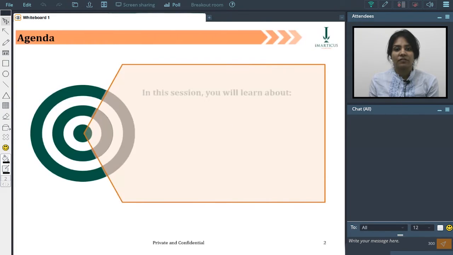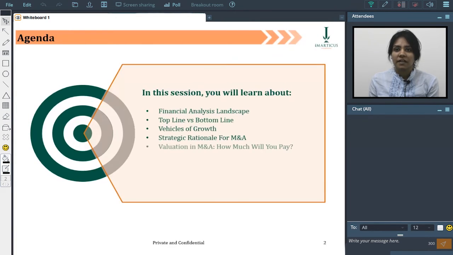Let's look at what we're going to cover in the M&A module. Number one, we're going to look at the financial analysis landscape or the financial ecosystem that is present out there. Secondly, we're going to look at how companies look to achieve growth, that is a top line growth and a bottom line growth. Thirdly, we will look at how companies are looking to grow or the vehicles of growth available to the company. After that, we're going to look at the strategic rationale for M&A to achieve those levels of growth. Then we're going to look at valuations in an M&A.